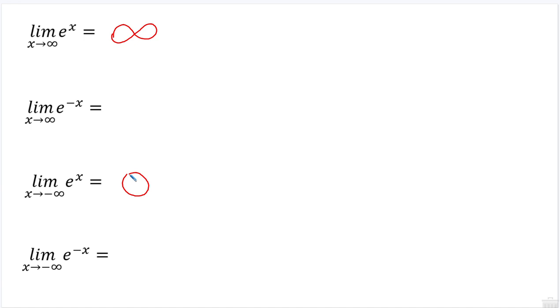Because if I tried to plug negative infinity in there, I get e to the negative infinity. Well, what does that mean? That means 1 over e to the infinity. Well, 1 over a huge number is 0. Same here, e to the infinity.